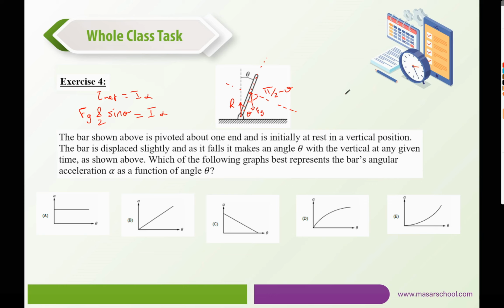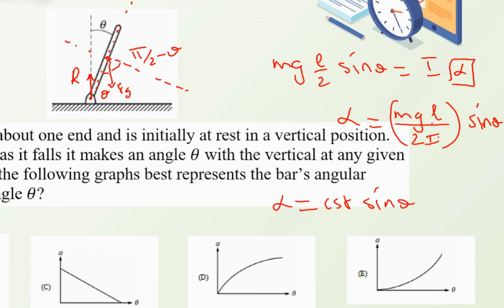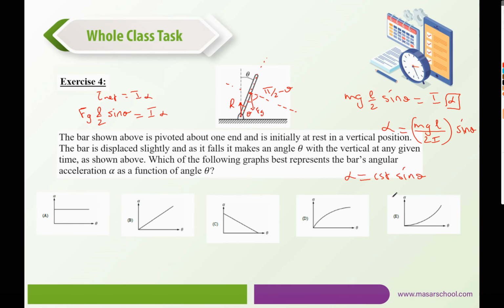Now the pull of gravity is given by mg L over 2 sine theta is equal to I alpha, and we're interested in the expression of alpha. In this case, alpha is given by mgL divided by 2I multiplied by sine theta. Here, as you can notice, alpha can be written as a constant multiplied by sine theta. Now this constant would be identified by mgL over 2I. M is the mass of the bar and I is the moment of inertia of the bar about this pivot point.